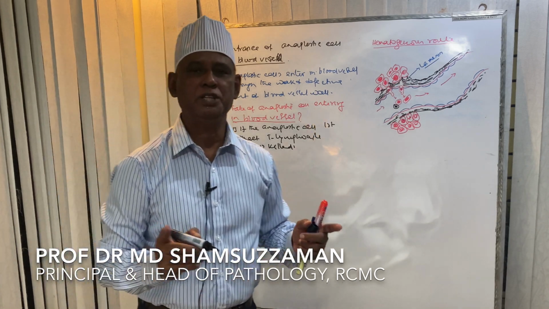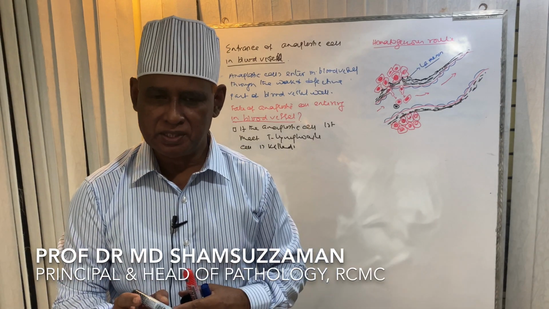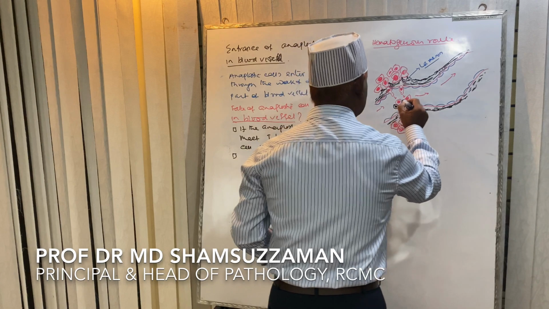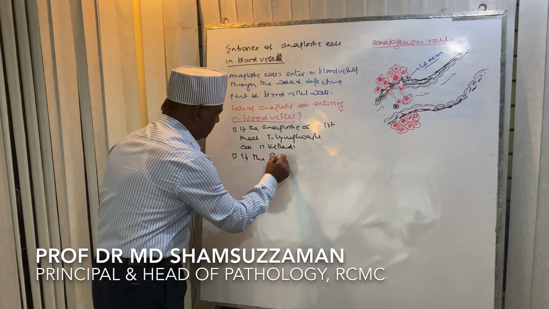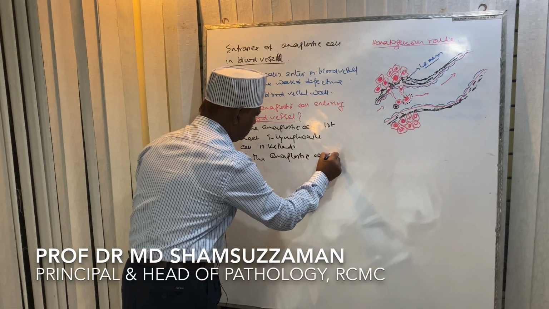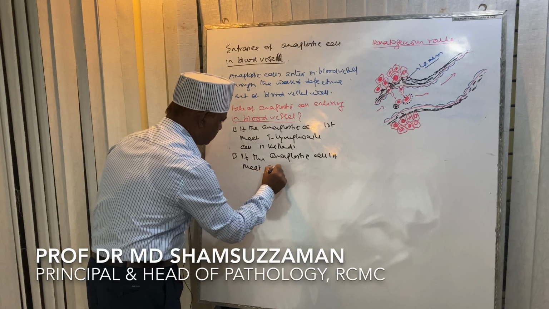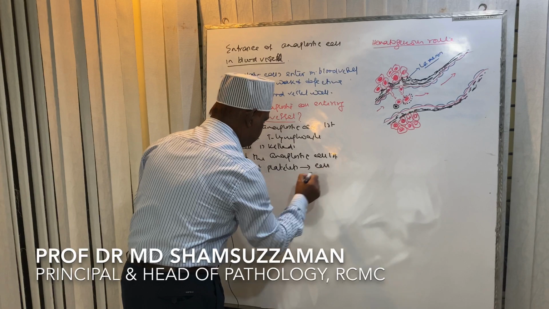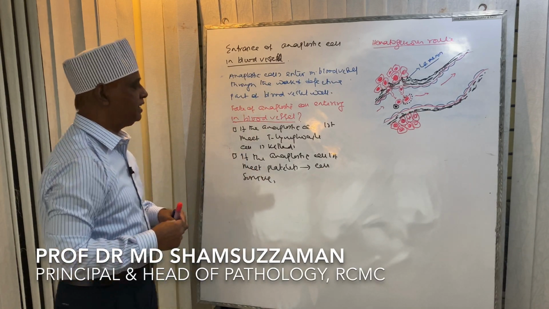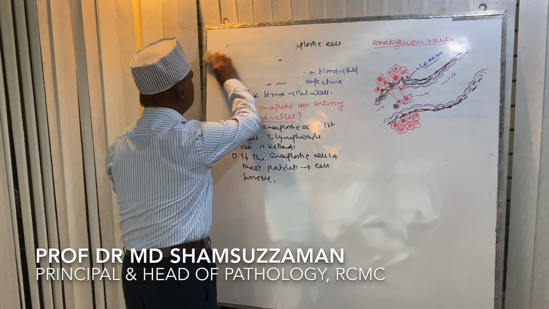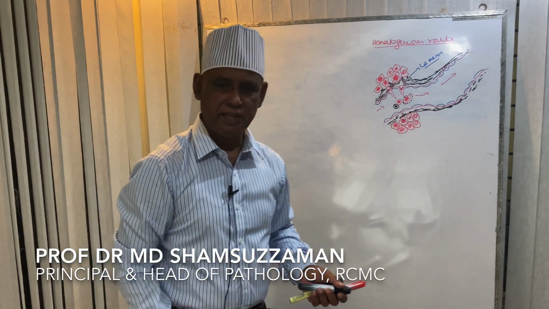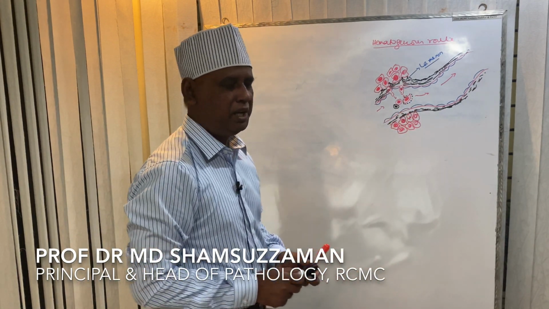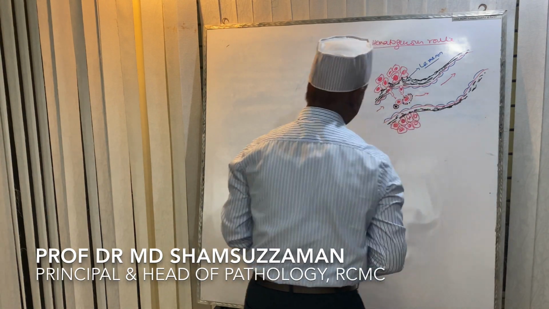Another fact, if the anaplastic cell first meets platelets, the anaplastic cell survives. Suppose these are the platelets. If the anaplastic cell first meets platelets, the anaplastic cell survives. So, these are the fates of malignant cells entering into the blood vessel. If it first meets the T lymphocyte, by its cytotoxic activity the malignant cell is killed. If it first meets platelets, the malignant cell survives.